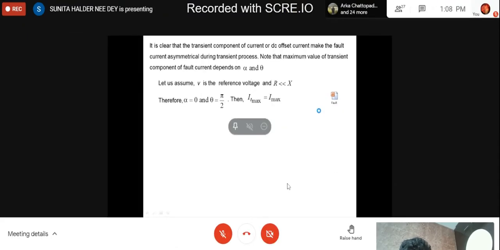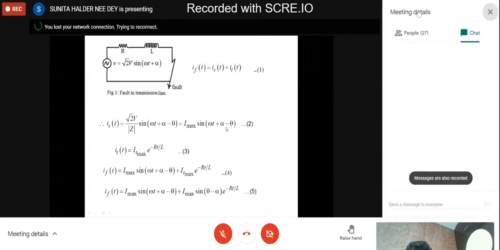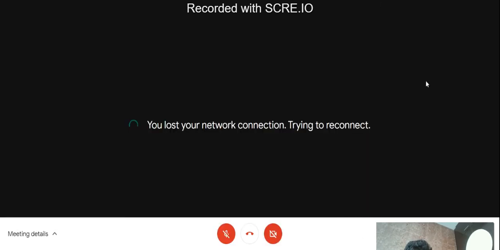So in that way it will be maximum at theta equal to pi by 2. At the same time, the steady state component at theta equal to pi by 2, if alpha equal to 0, will be the maximum peak. Okay, understood?